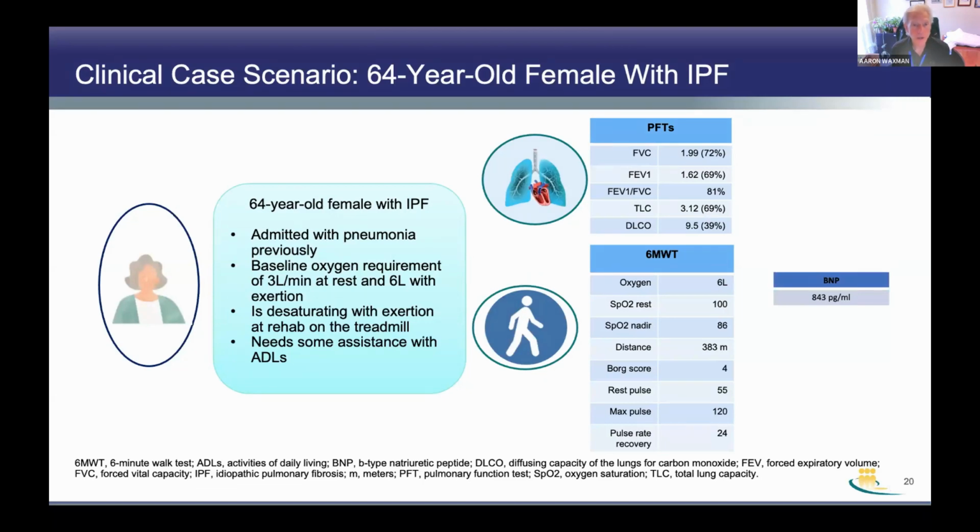Looking at her pulmonary function test, you can see she has a restrictive disease pattern. Her total lung capacity is significantly reduced, and there you can see the DLCO is 39% of predicted, so clearly meeting at that threshold that we talked about earlier. You can see her 6-minute walk test there. She's on 6 liters nasal cannula. Her SATs at rest are 100, but she clearly desaturates while walking. Her distance is reduced at 383 meters and a Borg scale of 4. And you can see what happens with her pulse as she exercises. And there you can also see an elevated BNP.